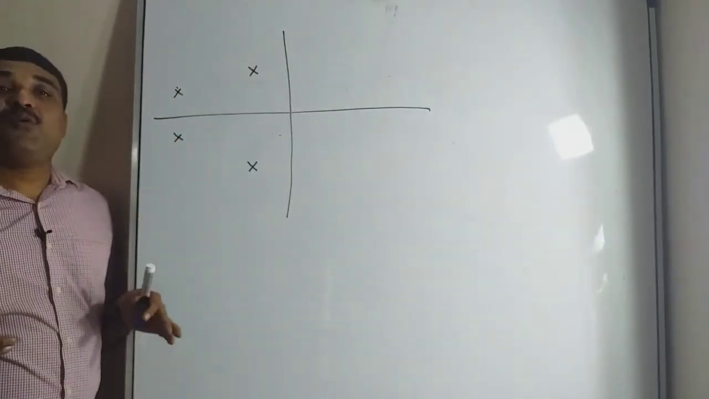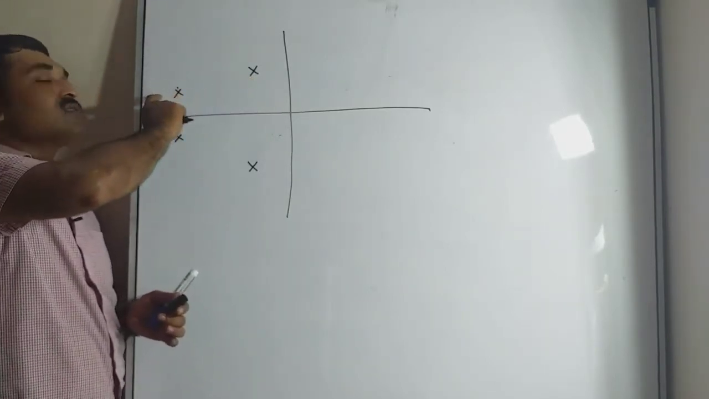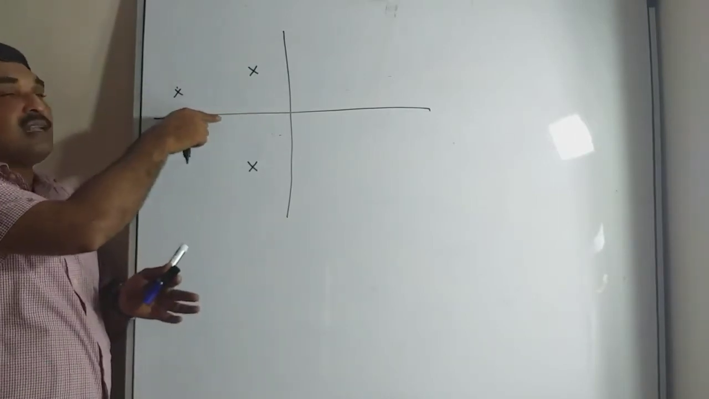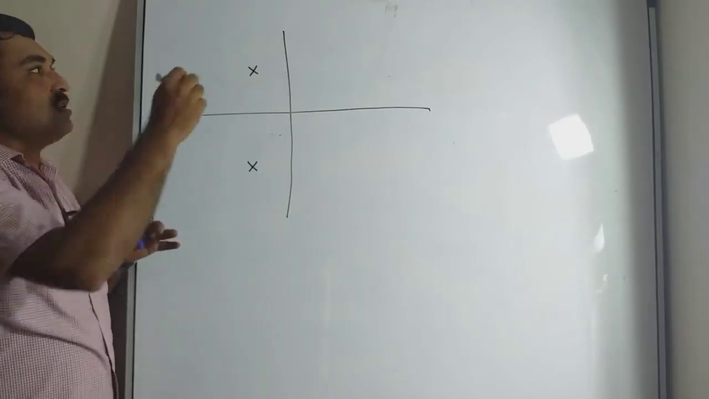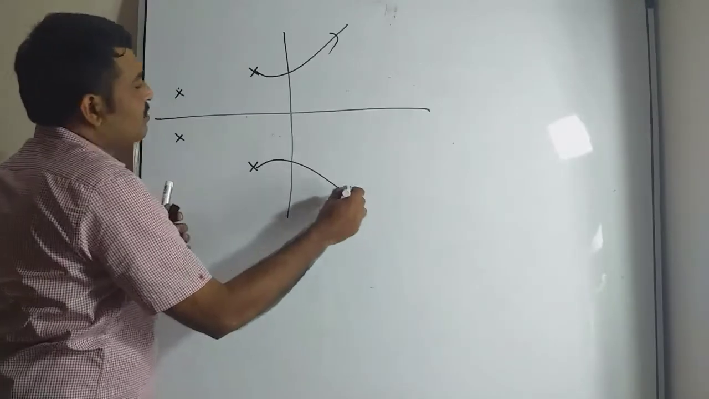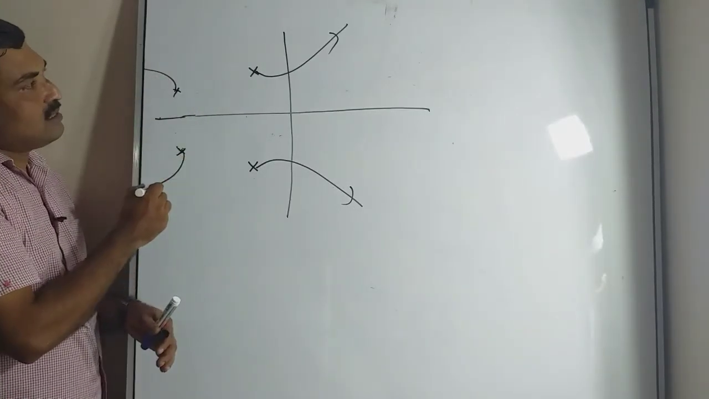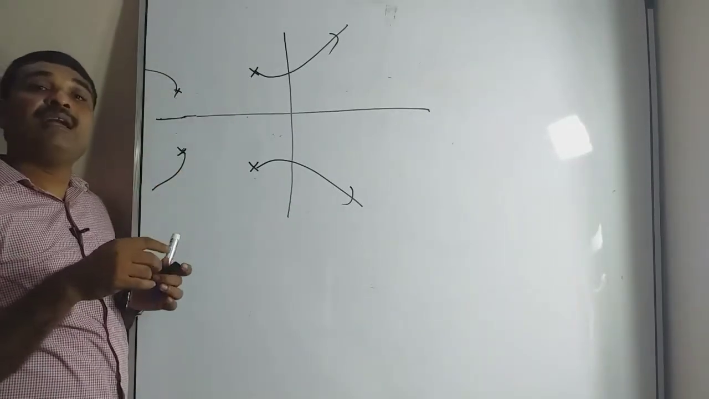Suppose we have four poles like this. This is a pair of complex conjugate poles and also another pair of complex conjugate poles, and there are no poles lying on the real axis. So no portion of the real axis lies on the root locus. The shape of the root locus will look like this. This will move like this and this will move like this. For getting the exact shape, we have to determine the angle of departure.